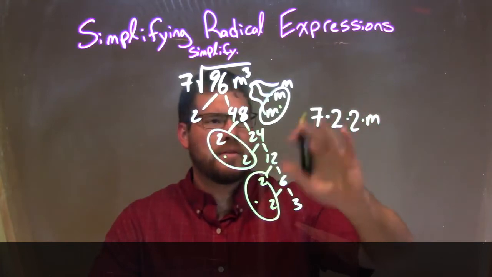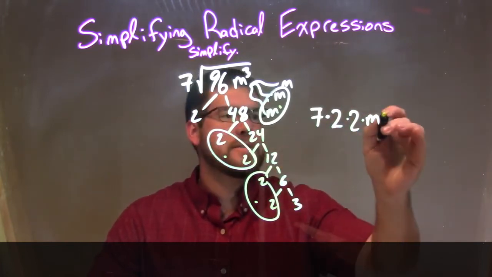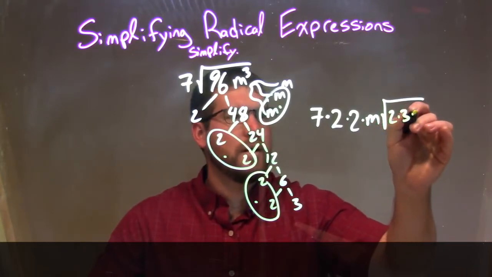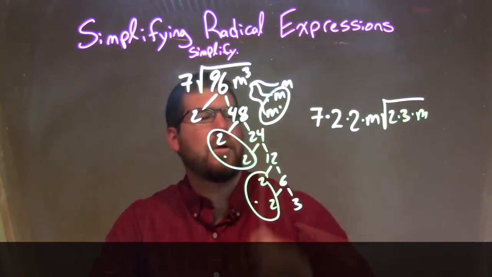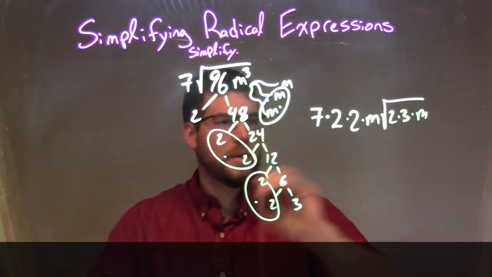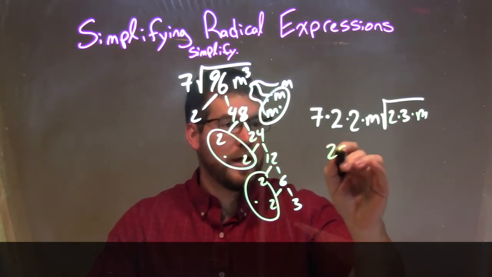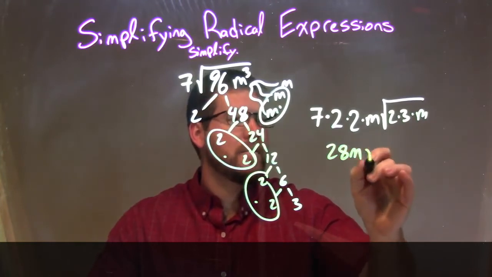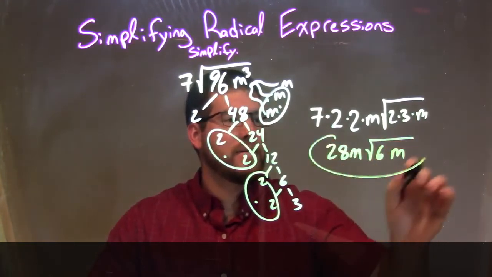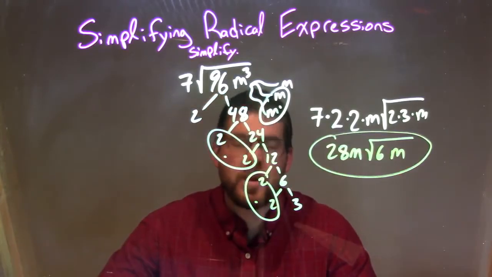So representing again on the outside is just one m. Then everything that stays on the inside of the square root are the singles: 2 times 3 times m, right? 2, 3, and the m, the only one not paired up. So now let's simplify. 7 times 2 is 14, times 2 is 28. So we have 28m here, times the square root of 2 times 3, which is 6m. And that is our final answer.